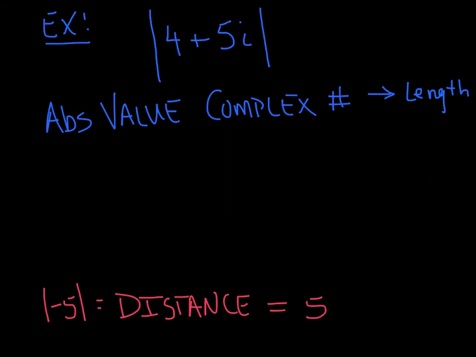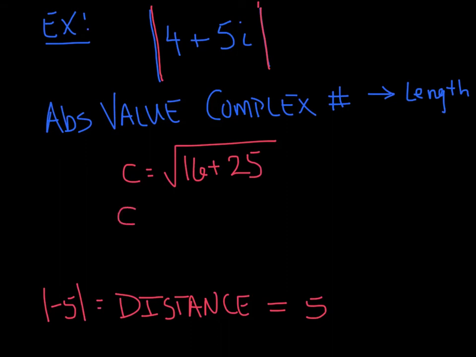So again, when we want the distance or the length of 4 plus 5i, we're going to go ahead and use the formula we just used. And the point of this example is to drive home the fact that it is indeed the same question. And so we're going to end up with about radical 41 for this length. So absolute value is length.